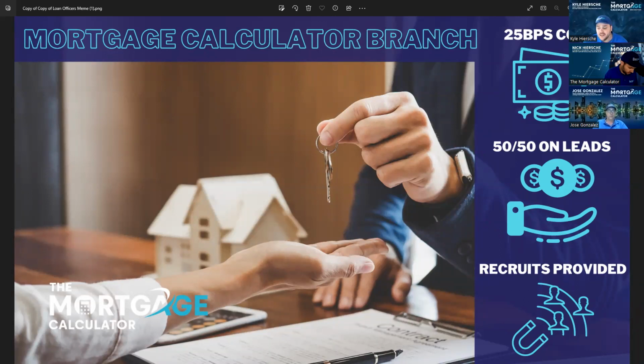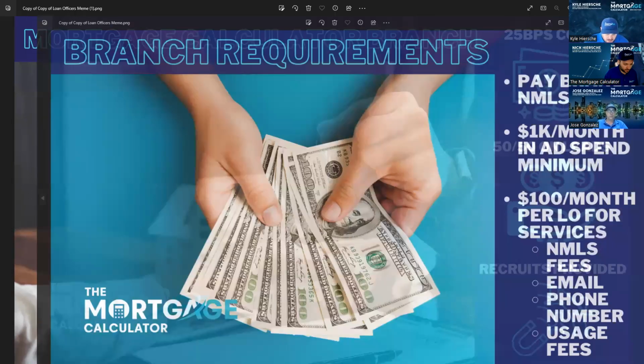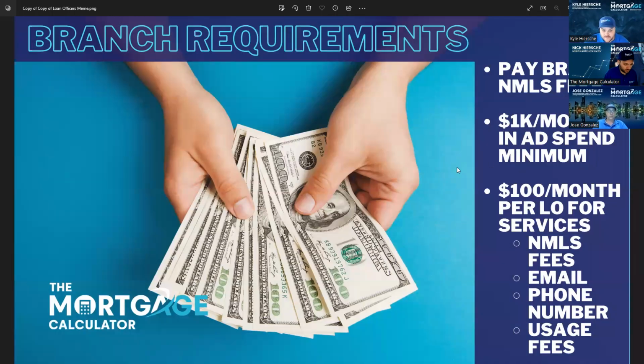So let's talk about the requirements here for a branch. First and foremost, of course, you're going to need to set up your branch in the NMLS. So you are going to be required to pay your branch NMLS fees, right? That can range anywhere from a couple $100 to a couple $1,000, depending on what state you're looking to set your branch up in.